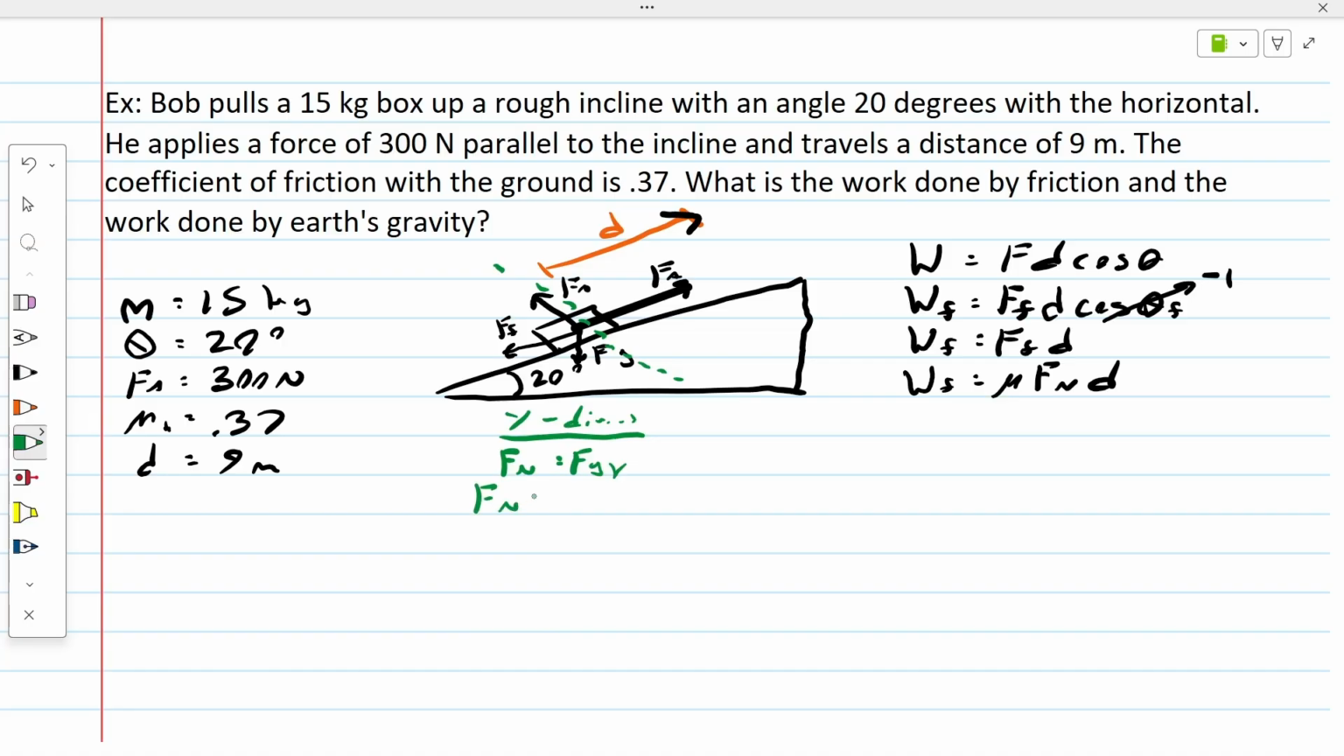If we want to solve for this, we have this angle here, which equals theta, and is also going to equal 20. So we're going to have this cosine to find this y. And so we have Fg times cosine theta because of where the angle is off the horizontal. And then we know Fg is equal to mg. So now we know what Fn is, and we have all these other variables, so we can plug this back into the work by friction.